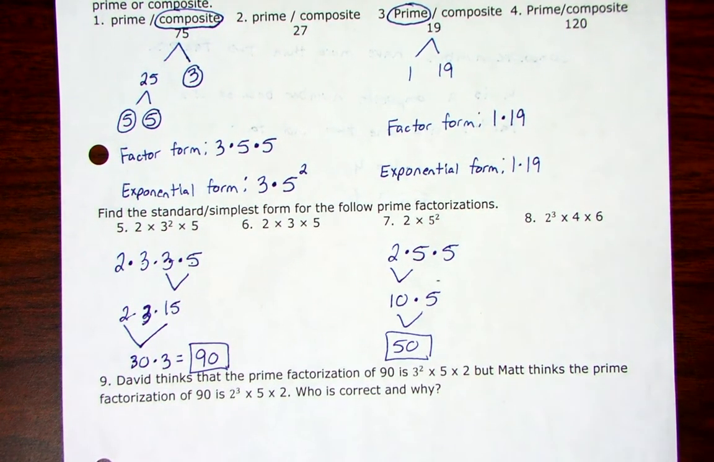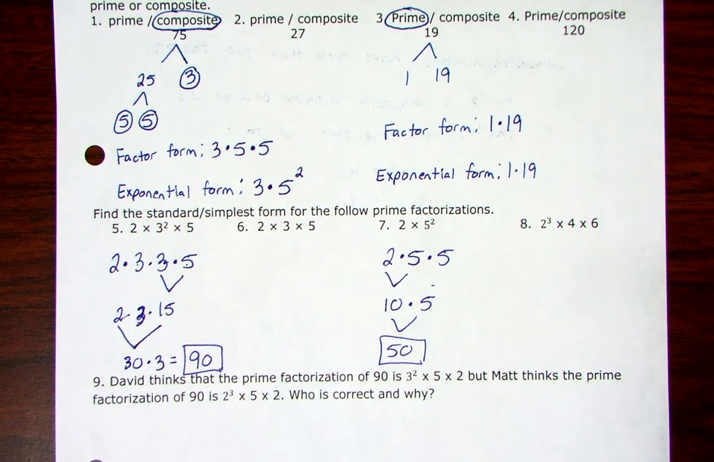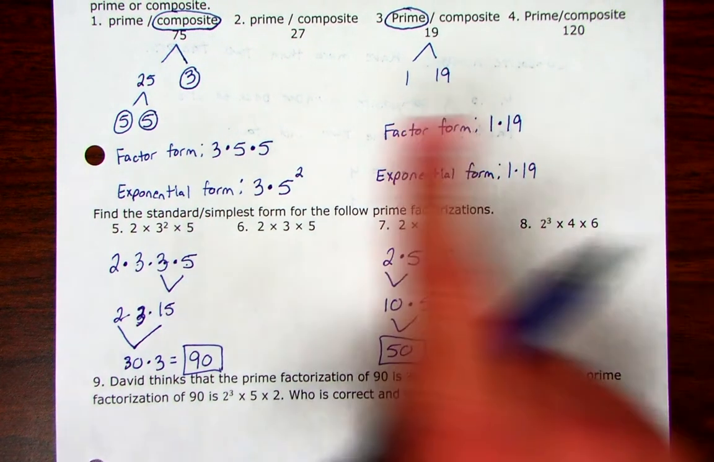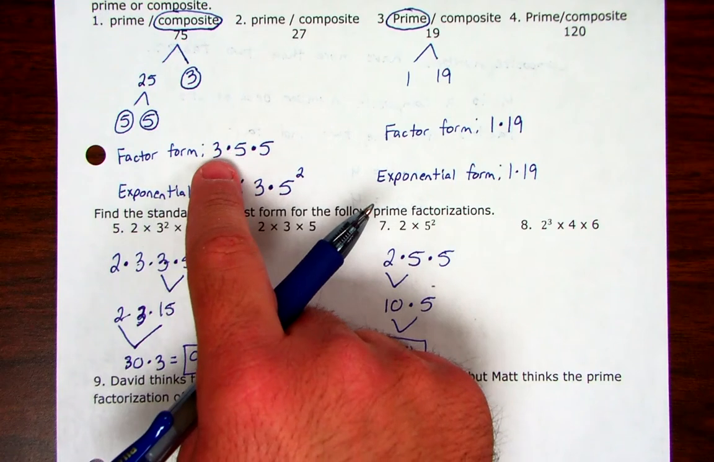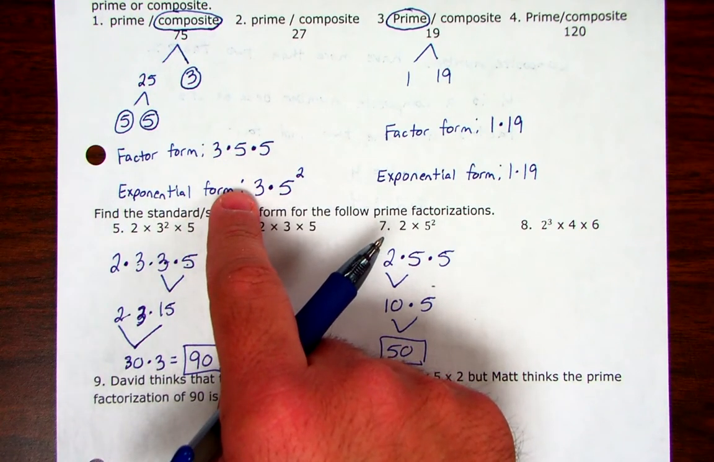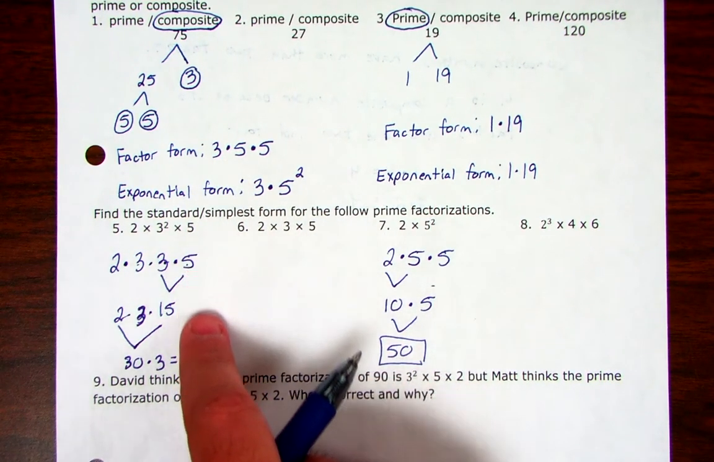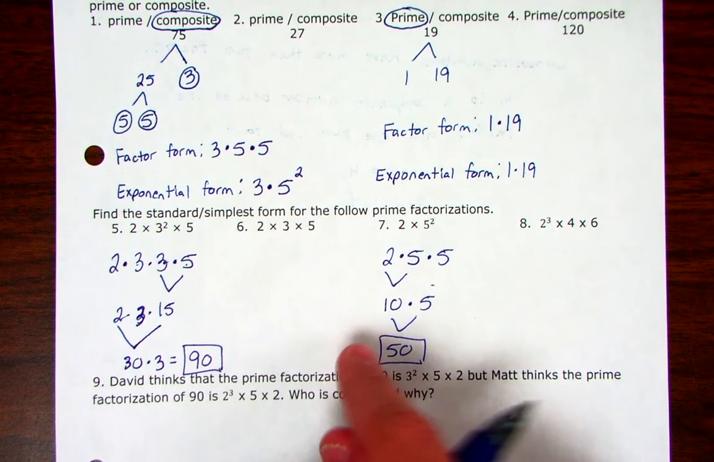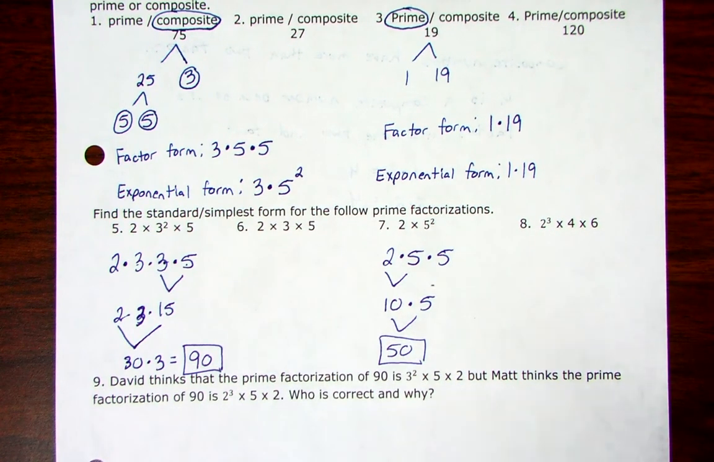Okay. So guys, you will have to do this on your test. You will have to use the factor tree to get a factored form and an exponential form. You will also have to go and get the standard slash simplest form. Now there's a word problem here on the bottom. David thinks that the prime factorization of 90 is 3 squared times 5 times 2. But Matt thinks the prime factorization of 90 is 2 to the power of 3 times 5 times 2. Who is correct and why?